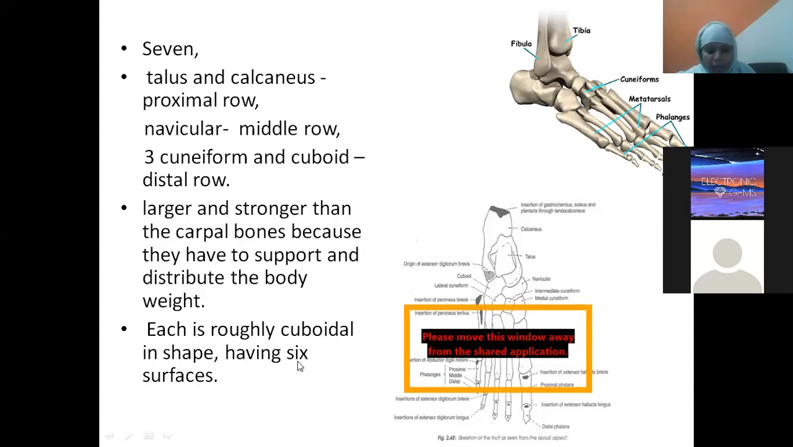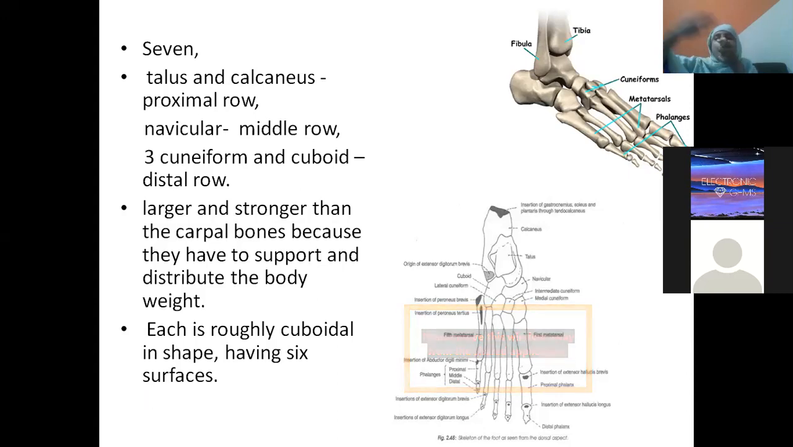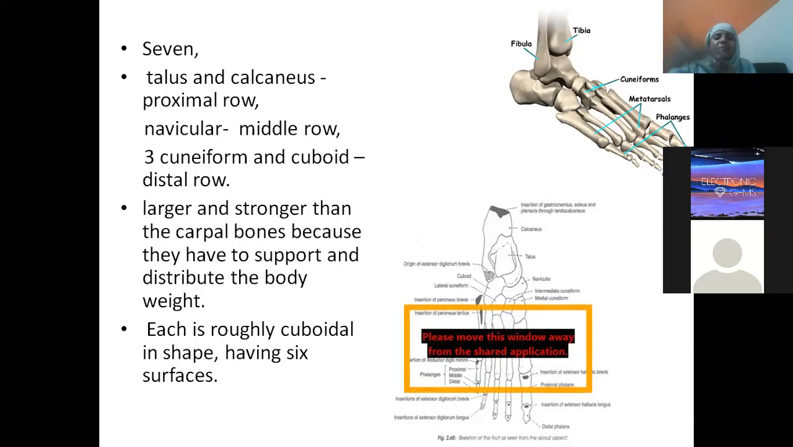Roughly, you need not know many features. Whatever features are important, I will tell you. Almost all the bones are cuboidal, so they will have 6 surfaces. For example, if you observe this bone, the surface above is the superior surface, the surface below is the inferior surface, the surface away from the midline is the lateral surface, the surface near the midline is the medial surface, the surface in front is the anterior surface, and the surface behind is the posterior surface.